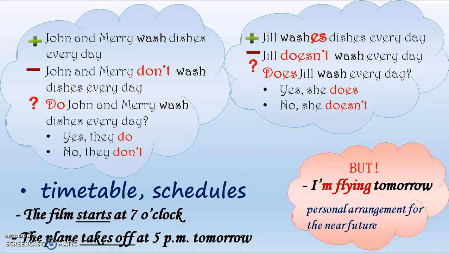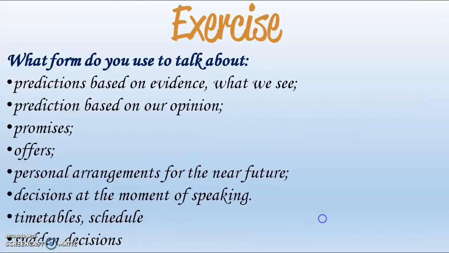But when we want to talk about future actions, we use present simple when we want to talk about timetables and schedules. The film starts at 7 o'clock. The plane takes off at 5 p.m. tomorrow. The train leaves at 7 to 5. But I'm flying tomorrow. It is a personal arrangement for the near future, and we use present continuous. Let's exercise more.